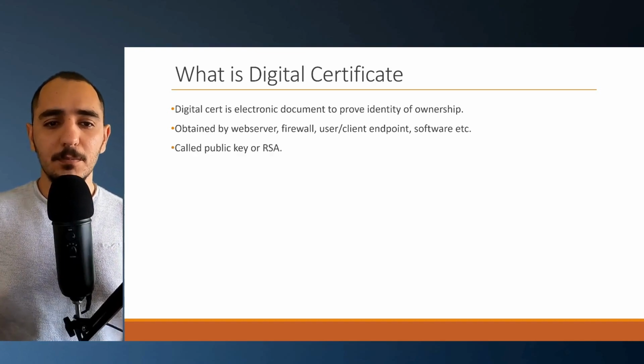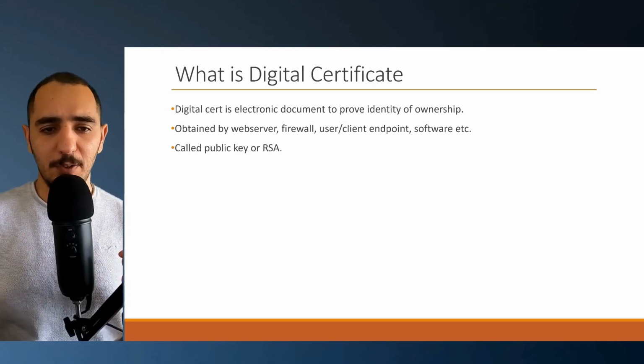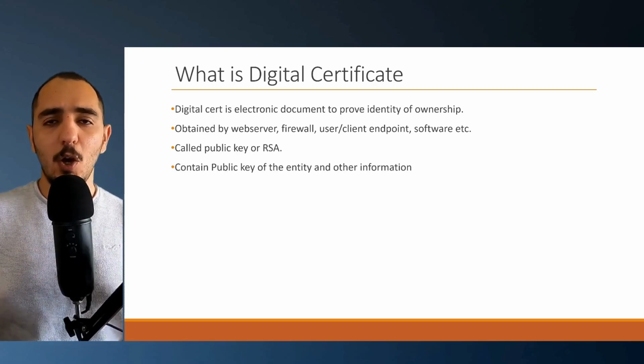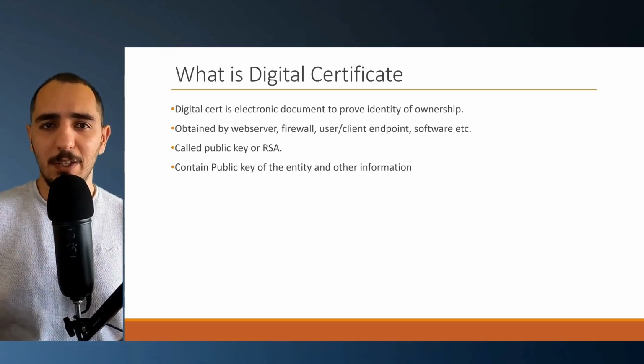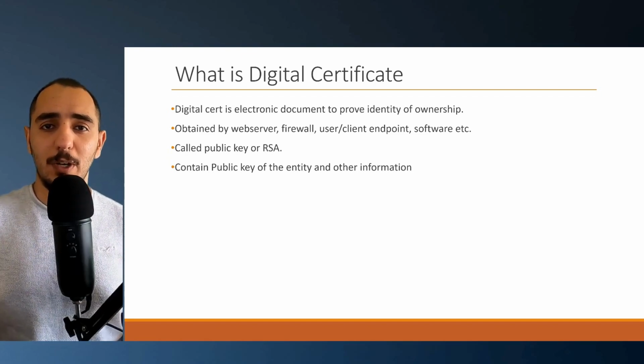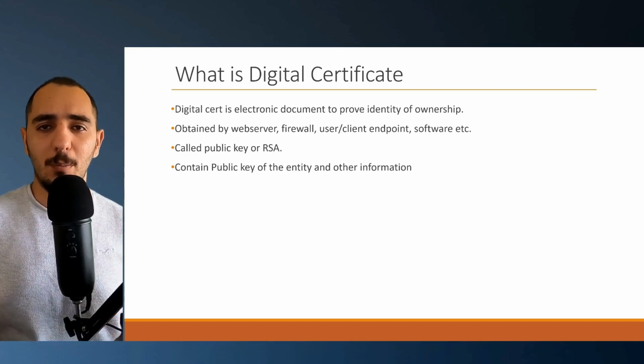Okay. So digital certificate can be called public key certificate or RSA certificate. It contains the public key of the entity that is obtaining it. Right? And the public key is going to be used for asymmetric encryption. So if you'd like to know what is asymmetric encryption and how that public key is going to be helping to encrypt the communication between user and the server, and why the server is providing the public key, you can refer to the asymmetric encryption video on my channel.